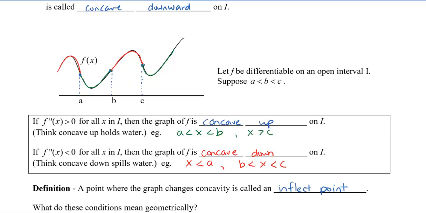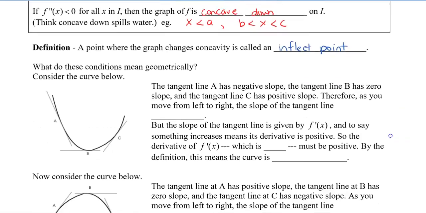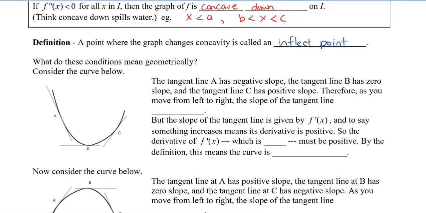So what do these conditions mean geometrically? So let's consider this curve below here. So we can see that we have three tangent lines. We start off with tangent line A, and it has a negative slope. And then we get tangent line B with a zero slope. And then we have tangent line C having a positive slope. So as we move from left to right, we can see that the slope of the tangent line increases.